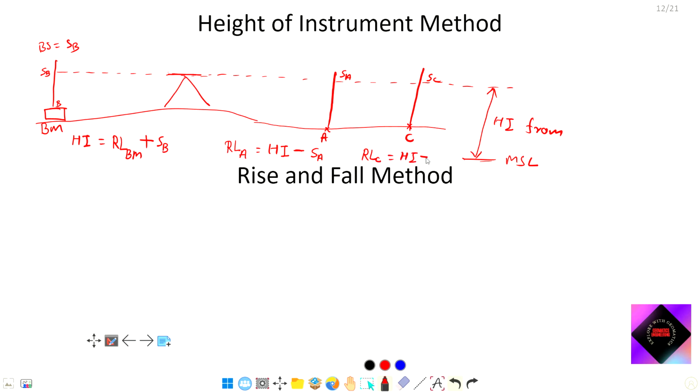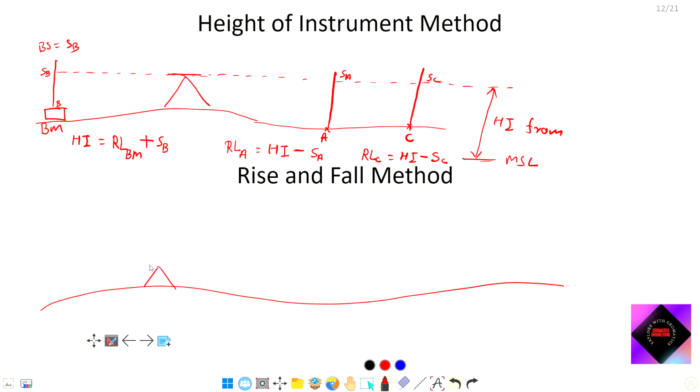Height of instrument minus this reading, the foresight reading, that is SC. So in this way height of instrument works. Rise and fall method is a little different. In rise and fall method, we do not need to set up the line, we do not need to calculate the height of instrument.